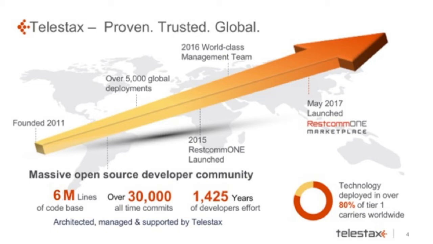And so Telestax actually started as a spin-out from Red Hat 7 years ago. We have over 5,000 deployments around the world with our software. You can find part of our software in probably 80% of the Tier 1 carriers around the world. We have 6 million lines of code that have been developed.